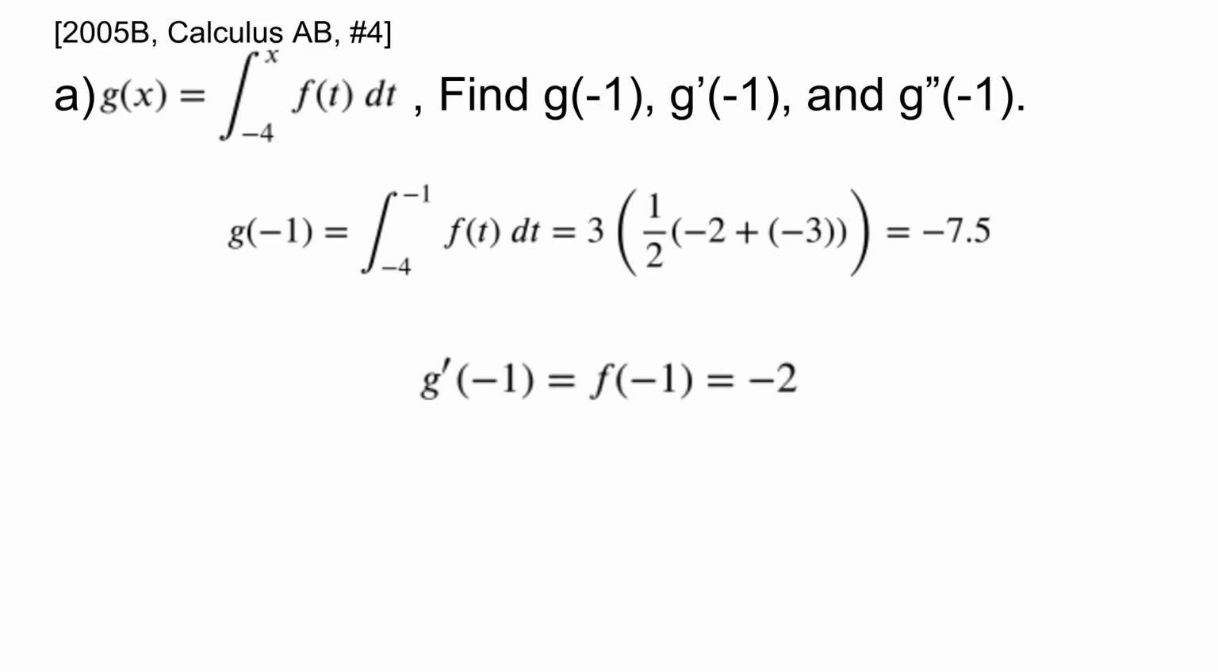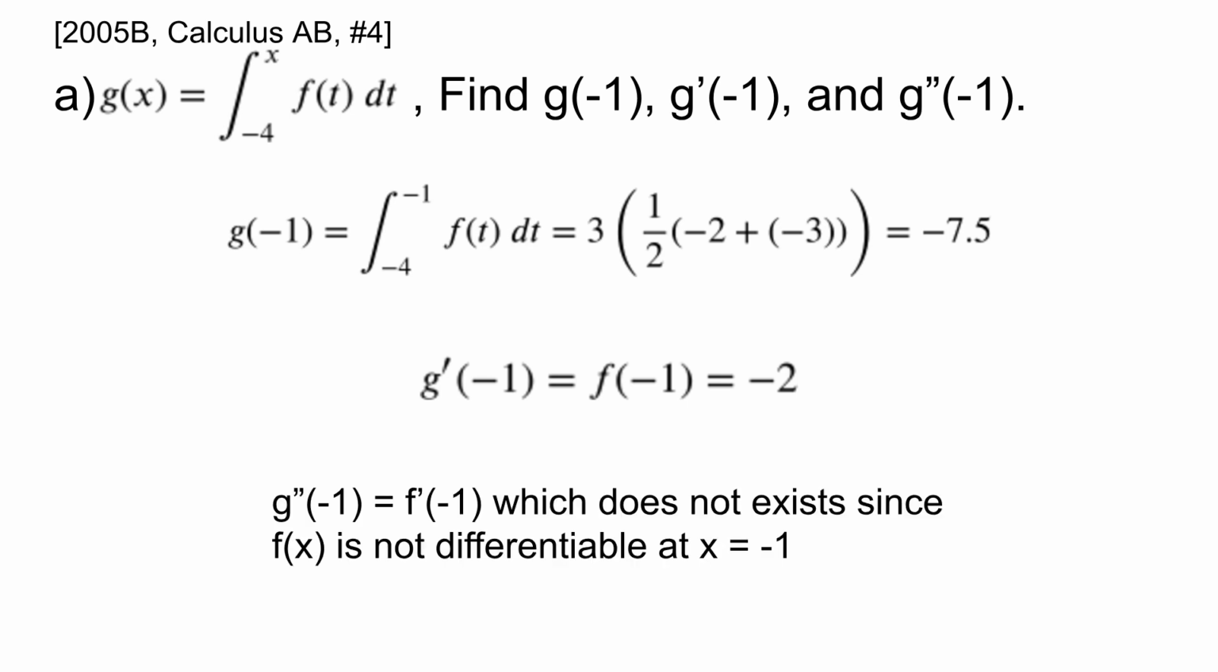G prime of -1 will equal f of -1, and from the graph, that is just -2. G double prime of -1 will equal f prime of -1, which does not exist since, based on the graph, f of x is not differentiable at x equals -1.